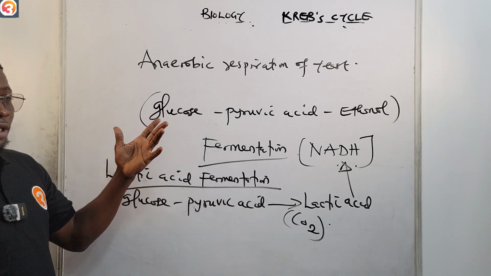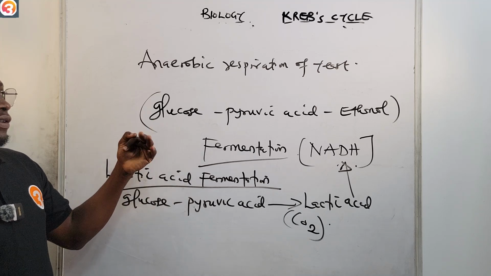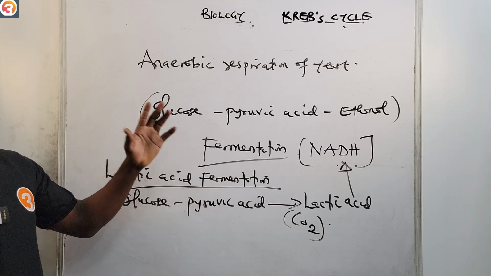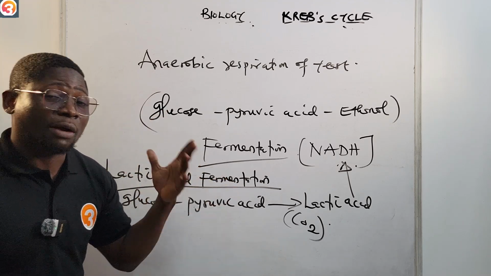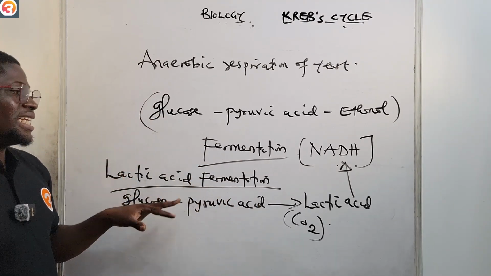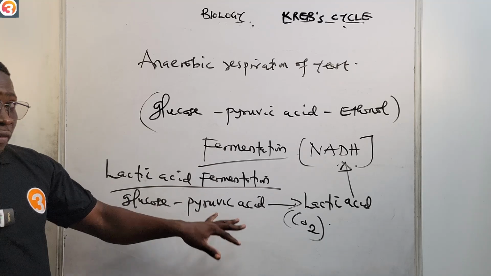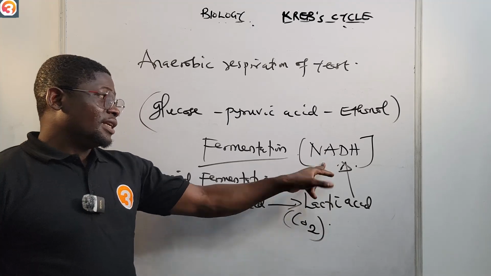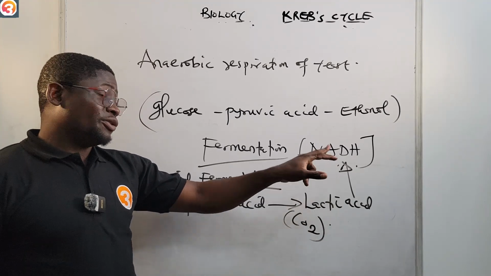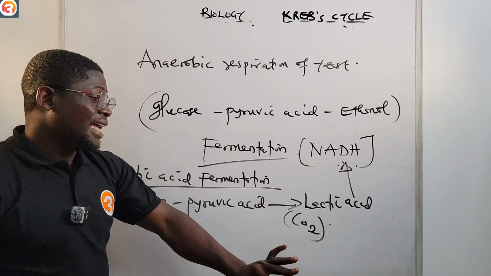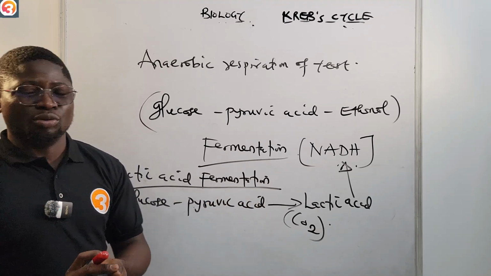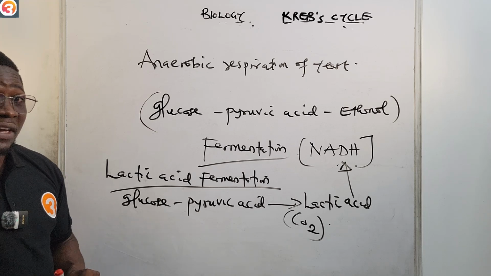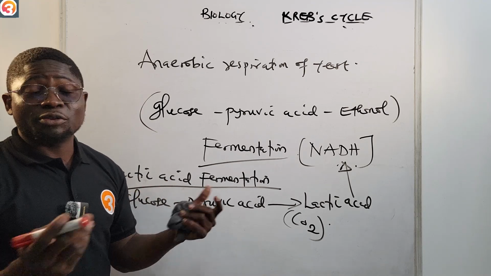So for anaerobic respiration of yeast, glucose is converted to pyruvic acid, and we get an alcohol and carbon dioxide. But for lactic acid fermentation, glucose is converted to pyruvic acid, and from pyruvic acid to lactic acid by NADH, nicotinamide adenine dinucleotide, and CO2 is not produced. Take note of that. Check your past questions, you will see them. It's very, very useful and important. I would have told you if it was not.